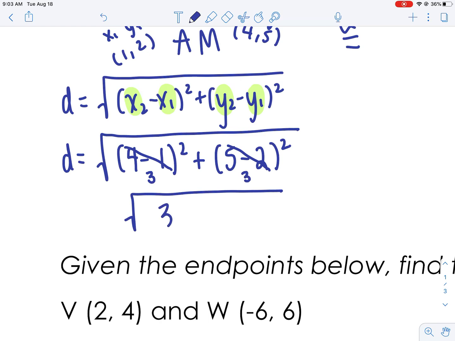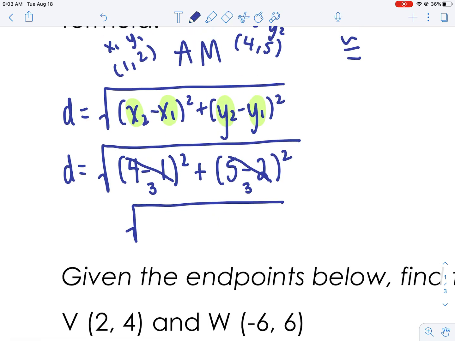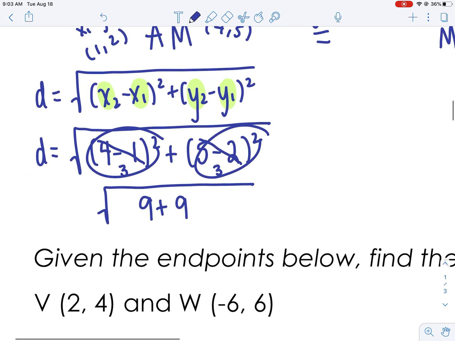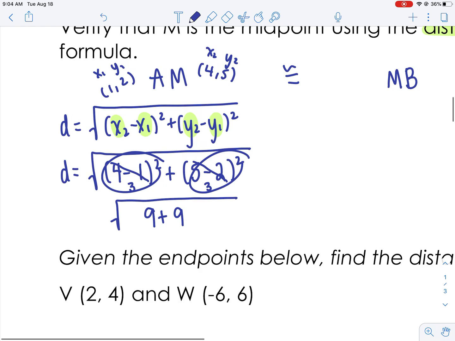And then I do my exponents. So basically I have 3 squared plus 3 squared. 3 squared is 3 times 3, so this becomes 9, plus this over here, 3 squared becomes 9. And 9 plus 9 is 18. So my answer for the distance from A to M, I can write A to M equals, it's not 18, it's the square root of 18.